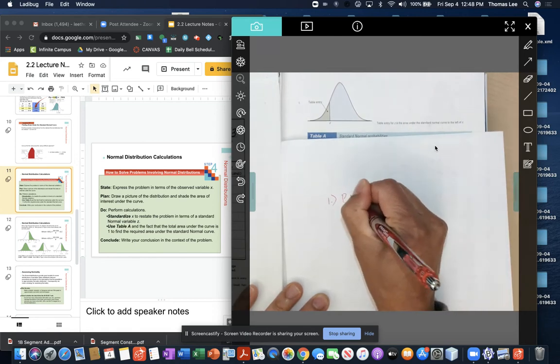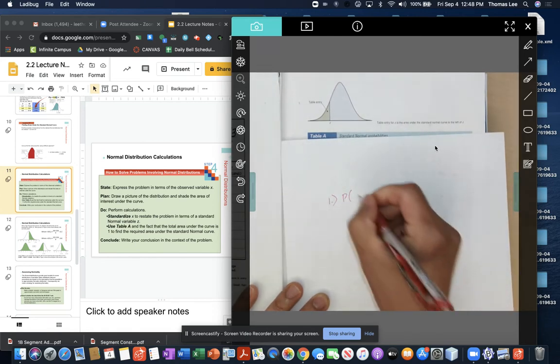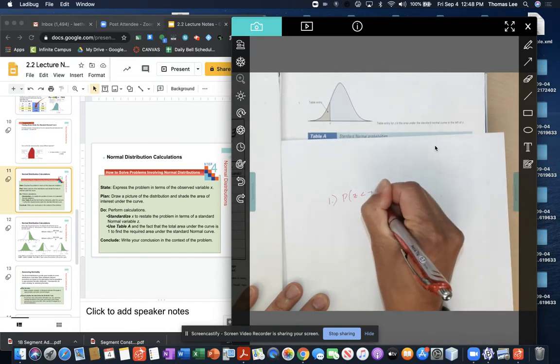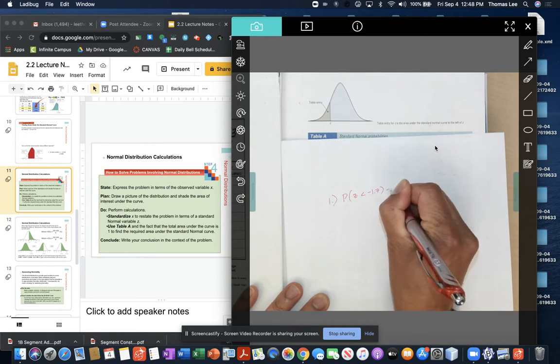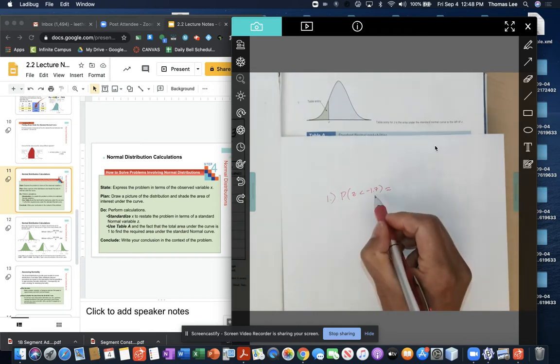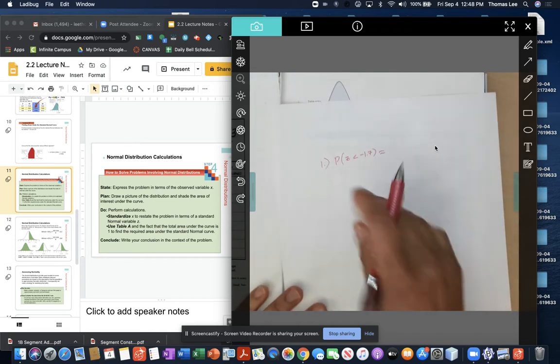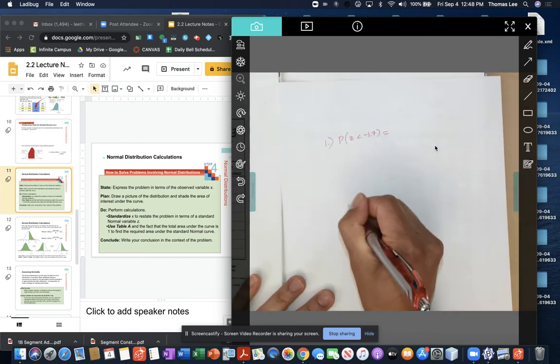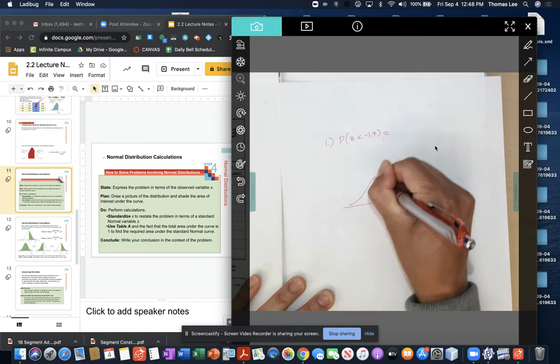It's going to look something like that. Find the probability that z is less than negative 1.7. What is that equal to? You have to be able to look that up in the table. Your z-score is negative 1.7. You're going to do a whole state, plan, do, conclude for just this one little problem. But let me just show you what the graph looks like.